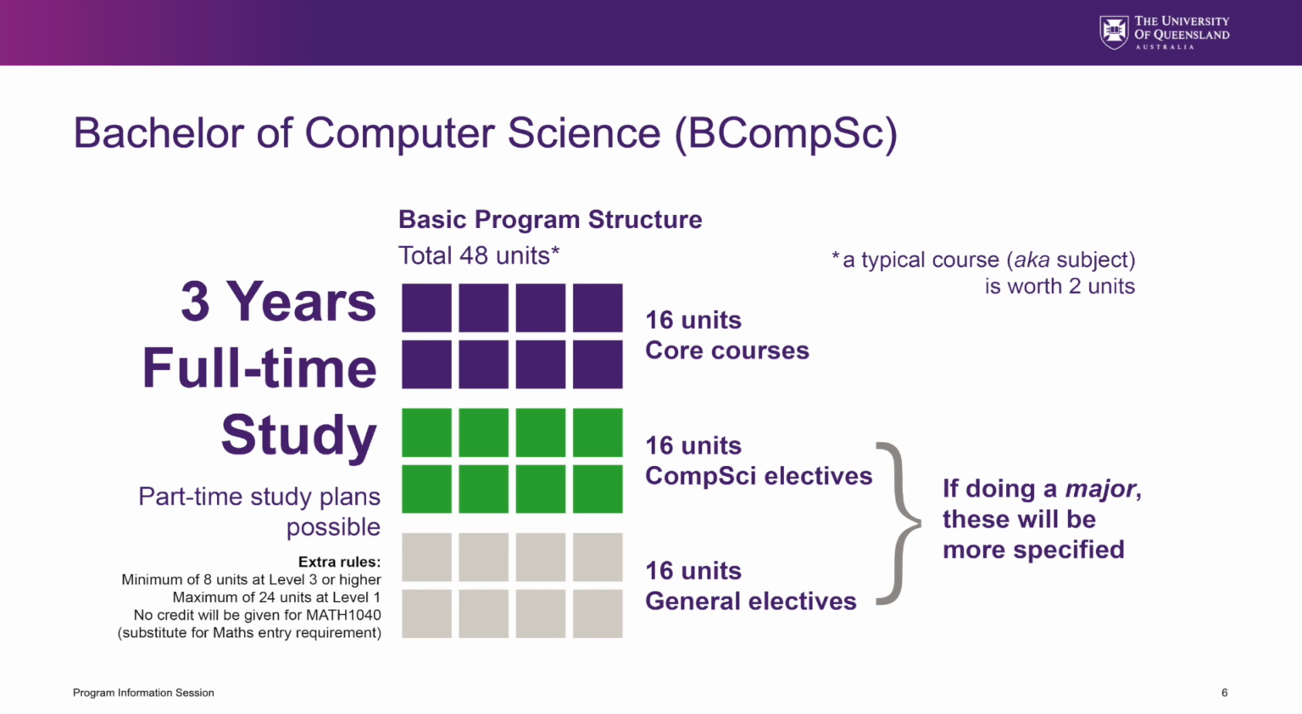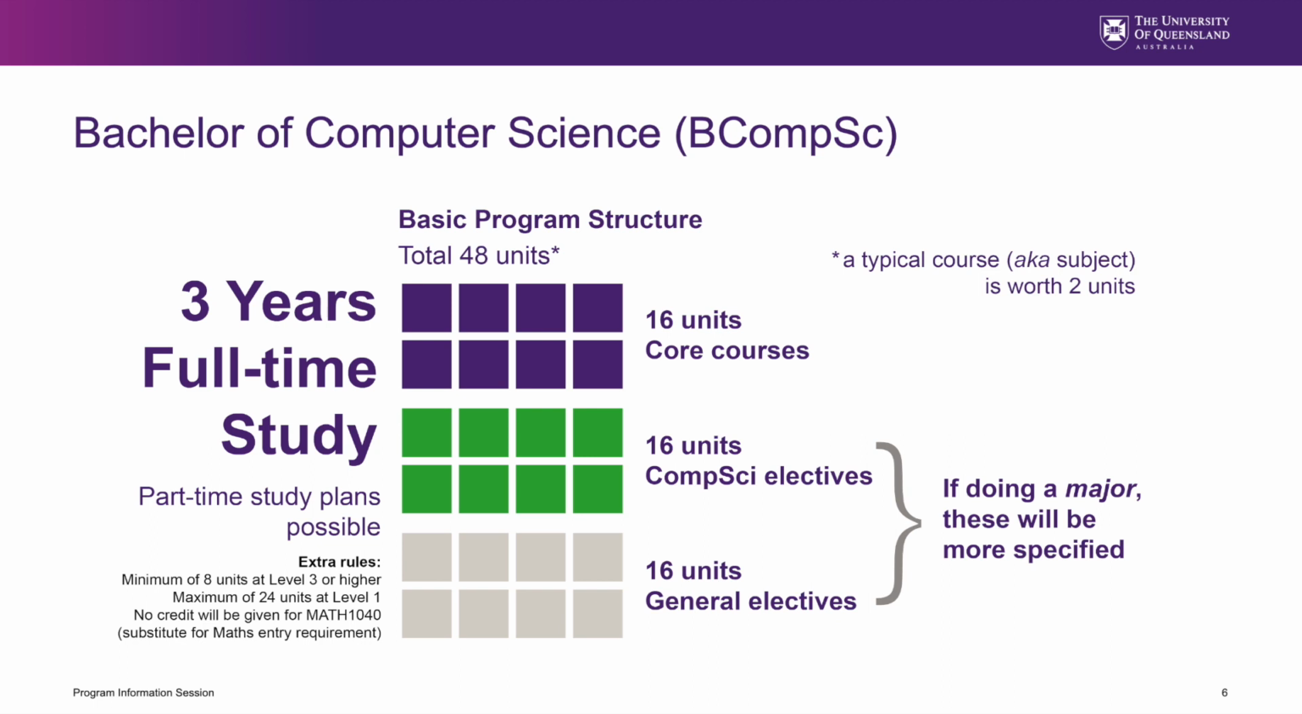The program would have 16 core units, 16 comp sci electives, and 16 general electives. But if you're doing a major, these will be more specific. There are some extra rules you should know about. You need to complete a minimum of 8 units at level 3 or higher, and you can complete up to a maximum of 24 units at level 1.